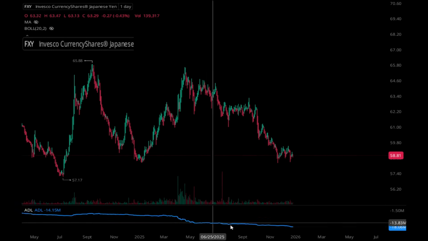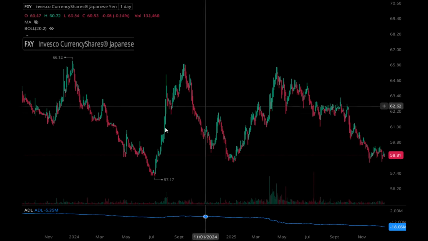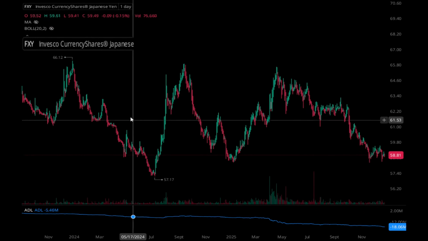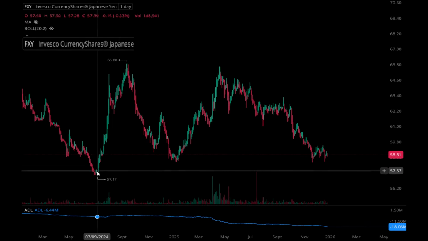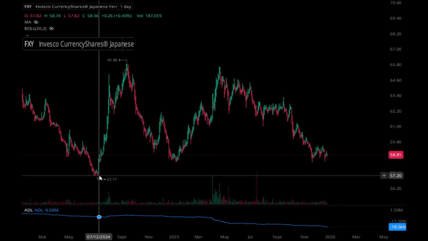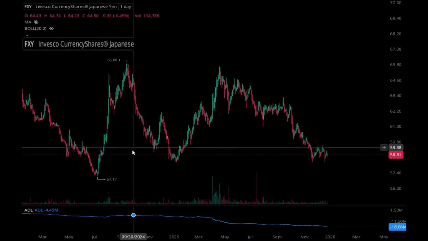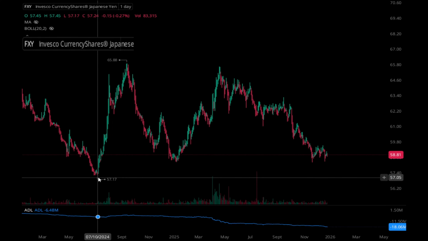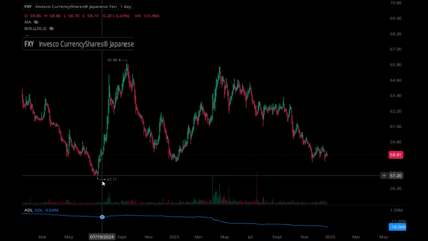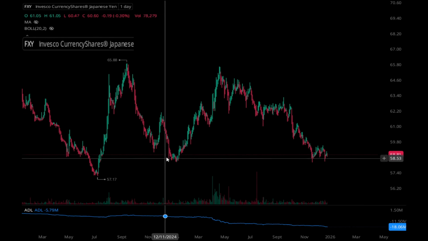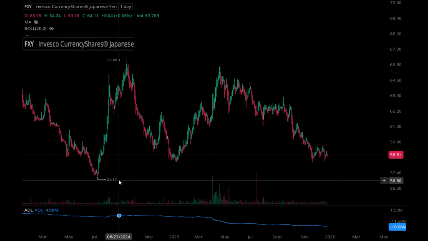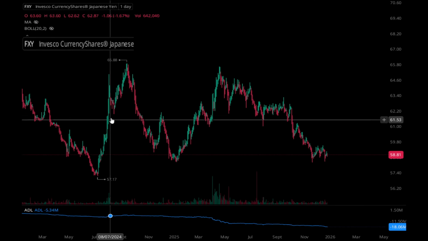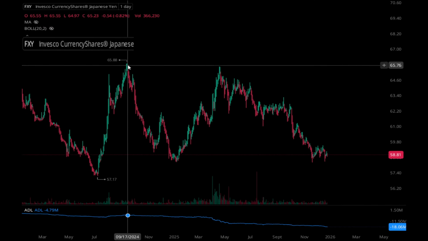And what we should be expecting is that when this pulls down, this means that the yen is losing strength. This is when the last yen carry trade unwound. We saw the FXY pull down. It was probably 58, but with dividends and everything, now it's at 57. So we're just going to go off of the post-dividend value. The 57.17 is what it pulled down to, and it went all the way back up to 65.88.